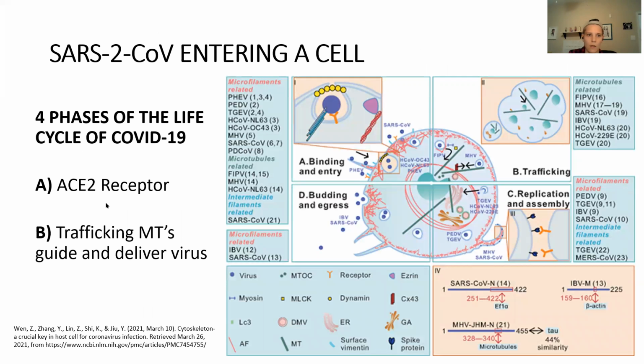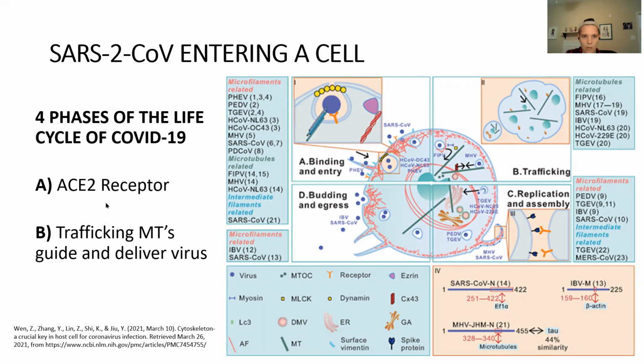Okay, so then looking at COVID-19 in relation to the cytoskeleton and the life cycle. I found this image, which is super helpful, looking at the different phases of the life cycle and where the cytoskeleton interacts with it, I guess.